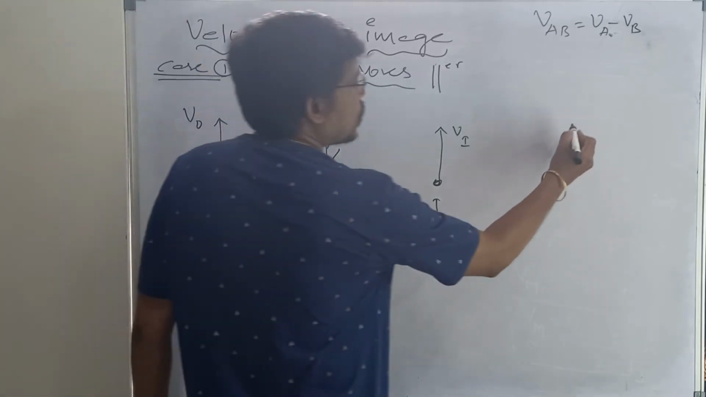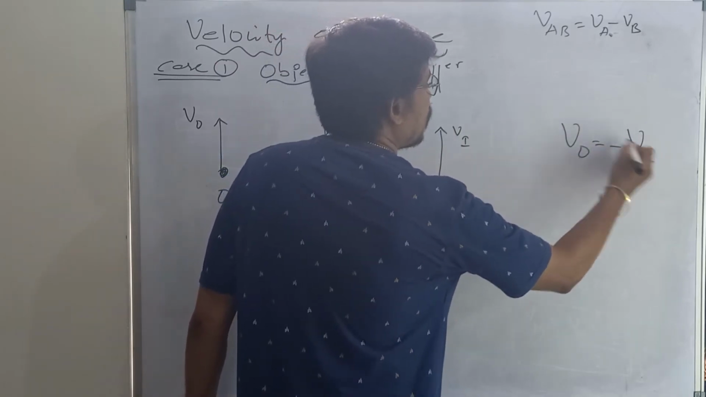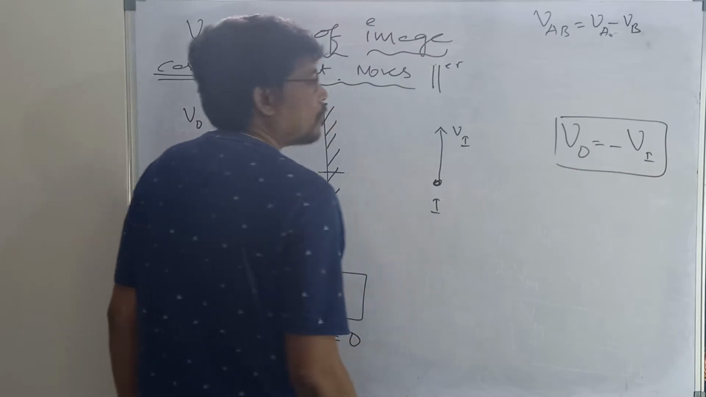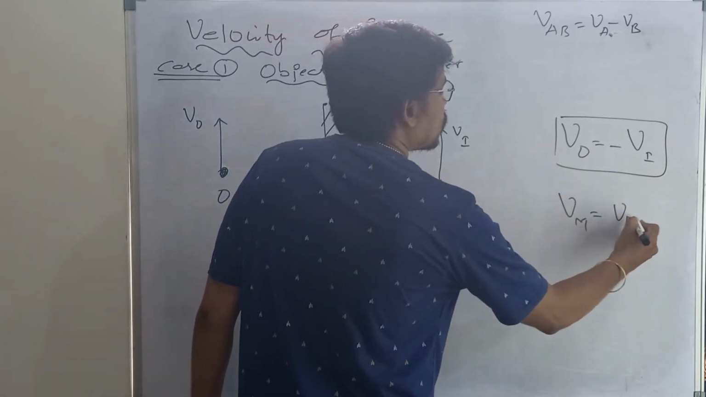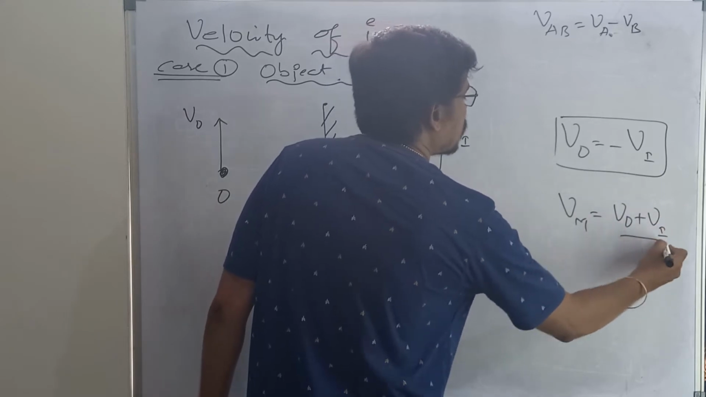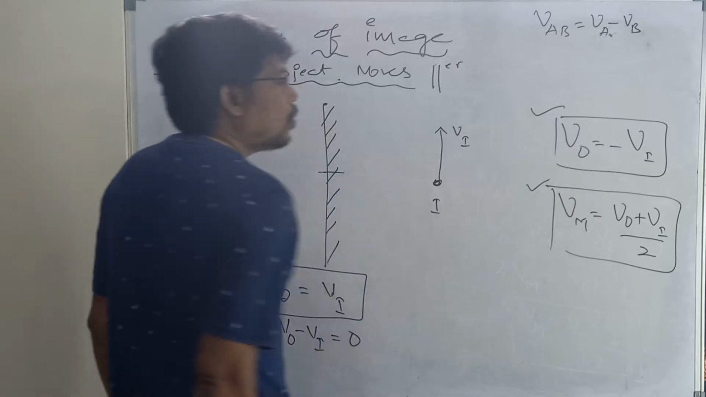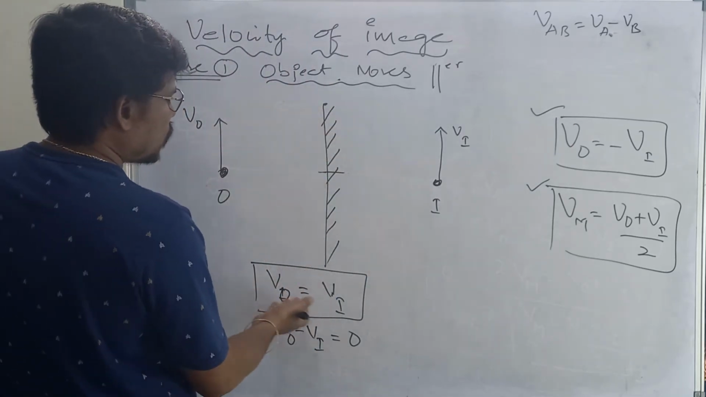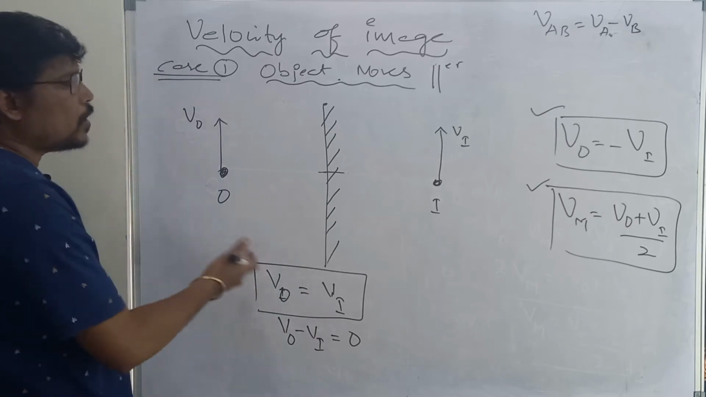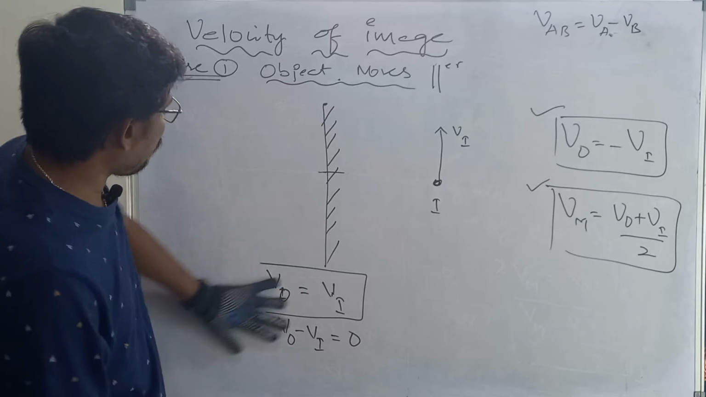But in the perpendicular case, what you have to write? Velocity of the object is equal to minus the velocity of the image. Keep this result in mind. And the velocity of the mirror is equal to (velocity of the object plus velocity of the image) by 2. So while solving problems, you should use these two formulas. This is the simple case: if the object moves parallel, the velocity of the image is equal to the velocity of the object, right? Let us solve some problems.